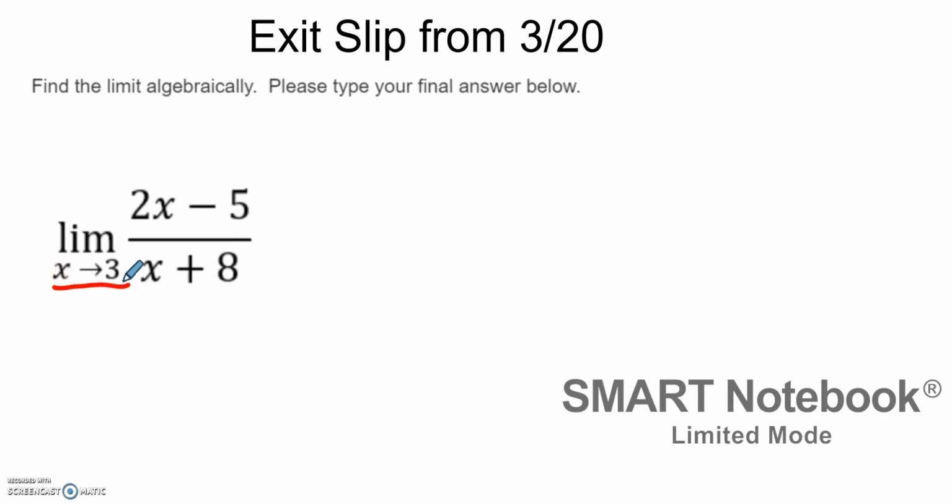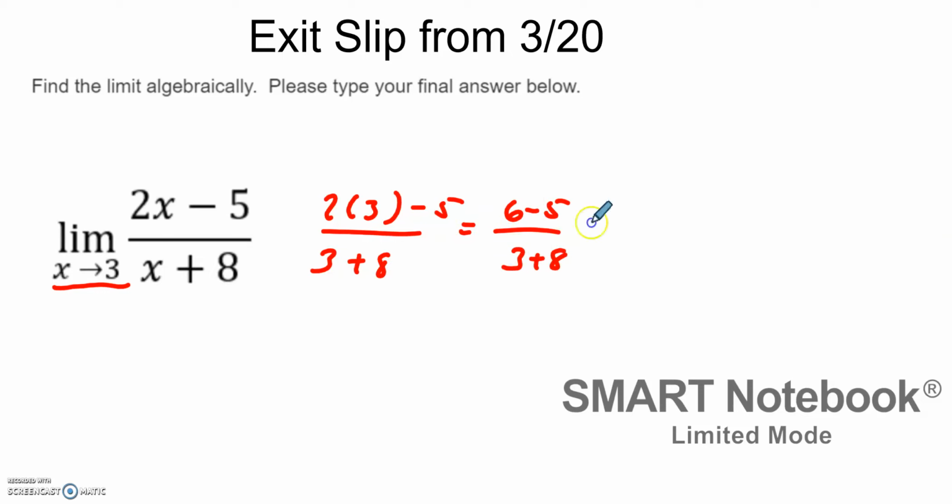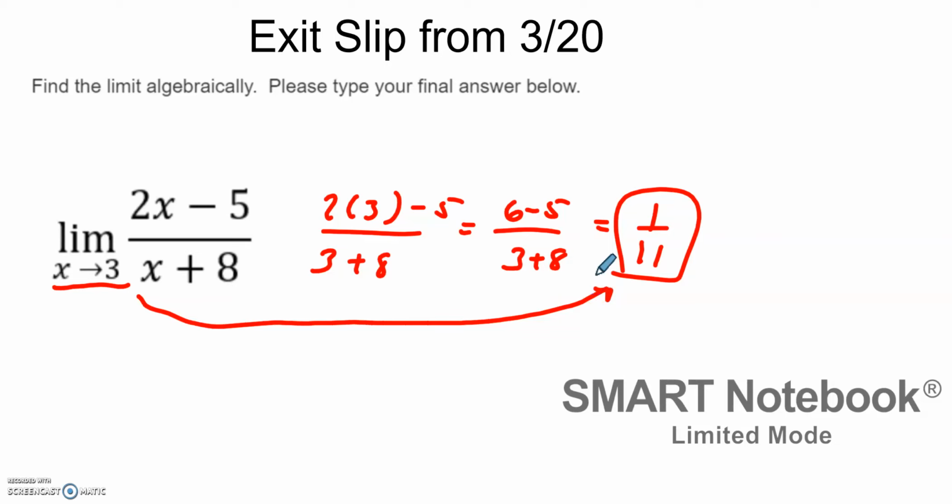So let's get started. I asked you for the first question on your exit slip to find the limit as x is approaching 3, and to find it algebraically, the first thing I would do is plug 3 in directly to see if you can get an answer out. So if I do plug things in directly, I would get 6 minus 5 over 3 plus 8. So it looks as though, as x is approaching 3, the y value that I'm approaching is 1/11.